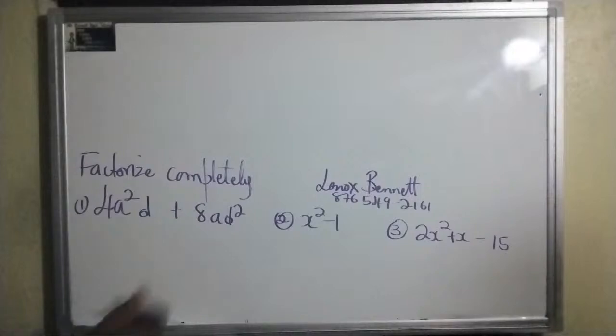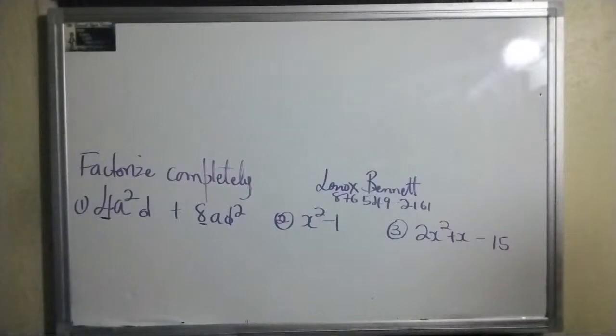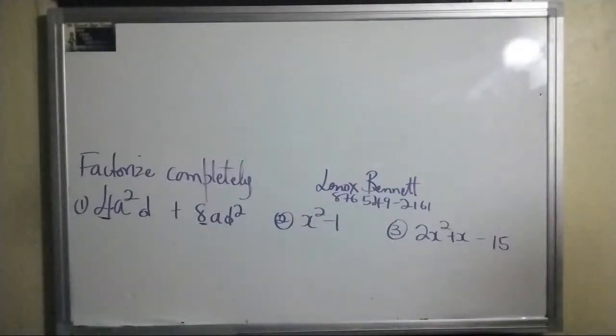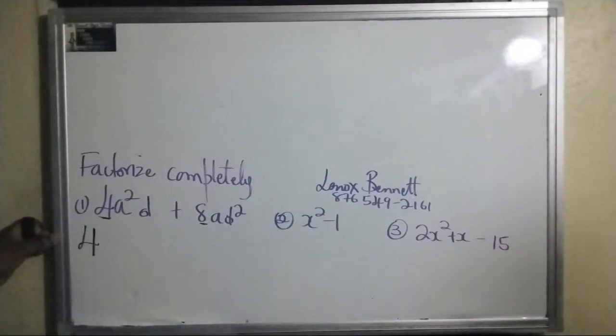Right? So what to do is to take out the highest common factor. So the first thing you ask yourself, what's the highest number that can go into 4 and 8 without a remainder? Alright? So that would be 4. So you check the number first, right? So 4 is common. So we take out the 4.